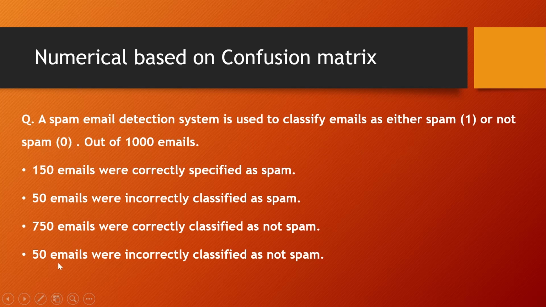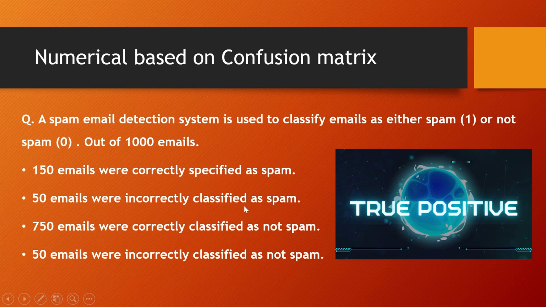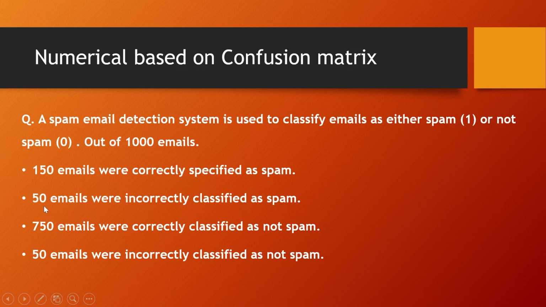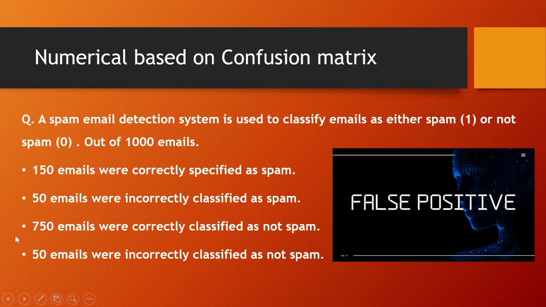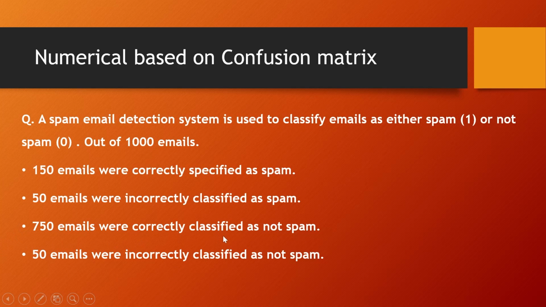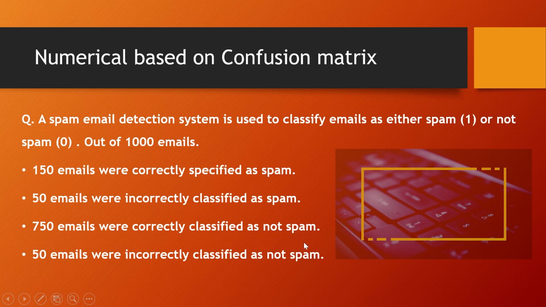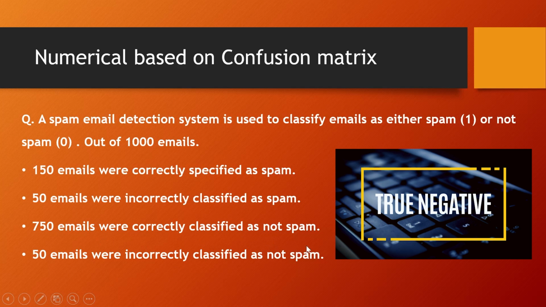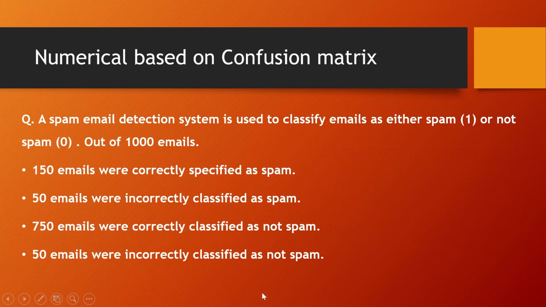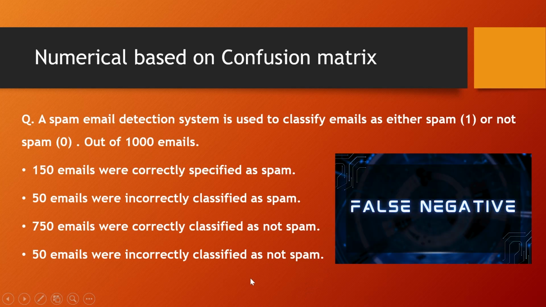Now there are some situations. You have to identify all these situations as the parameters of the confusion matrix. Let me read. 150 emails were correctly specified as spam. It means this is the case of true positive. Fine. 50 emails were incorrectly classified. Incorrectly means where prediction and reality do not match with each other. It means it is the case of false positive. Then 750 emails were correctly classified as not spam. So this is the case of true negative. And the last one, 50 emails were incorrectly classified as not spam. This is the case of false negative.